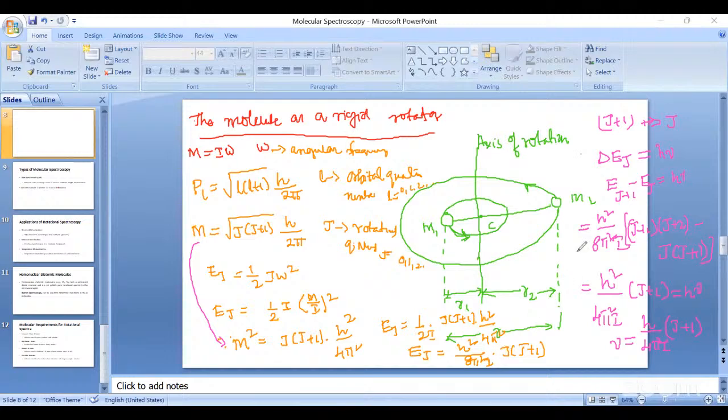Now consider that a transition occurs between the j plus 1 level and the j level. The energy difference is delta Ej equals h nu. So Ej plus 1 minus Ej equals h nu, and using the Ej value we have got, we obtain nu equals h by 4 pi square I into j plus 1. This is the frequency of rotation for the molecule as a rigid rotator.